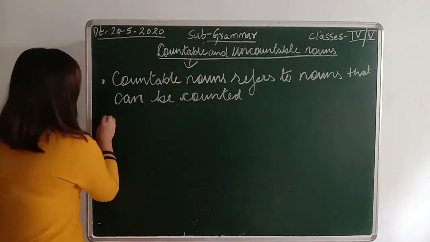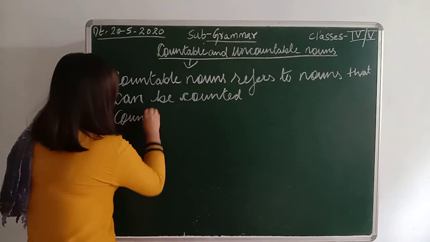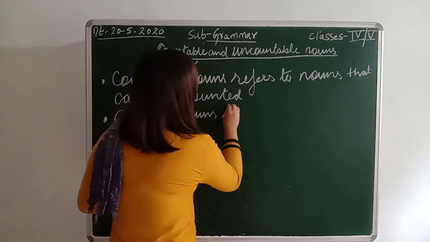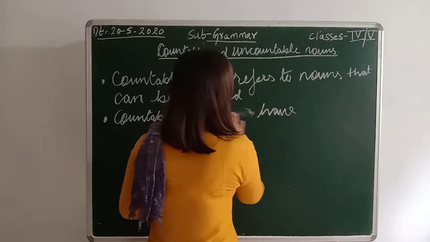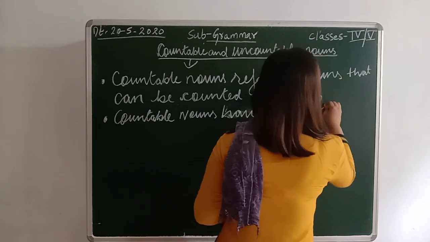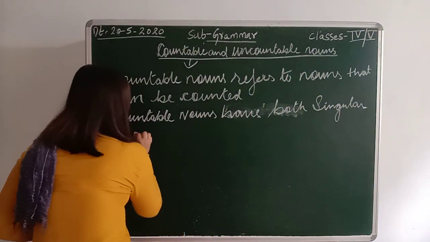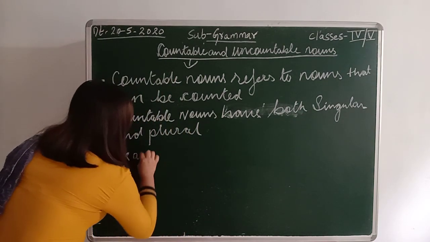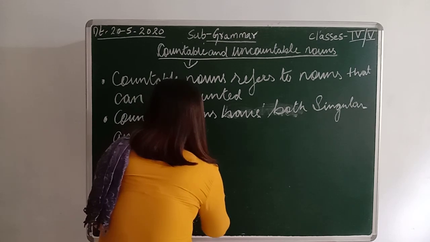So there is another rule for countable nouns, and it is that countable nouns have both singular and plural. So for example, book.